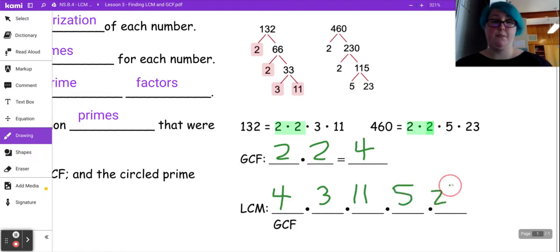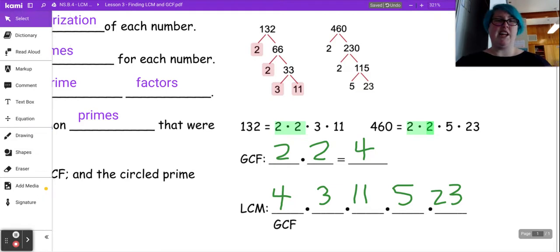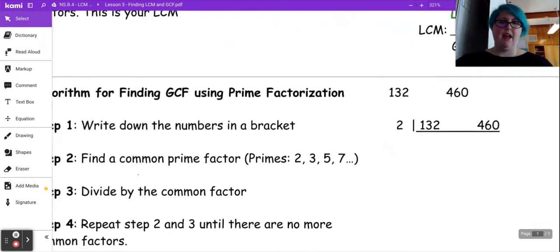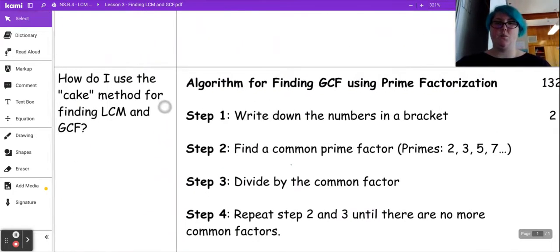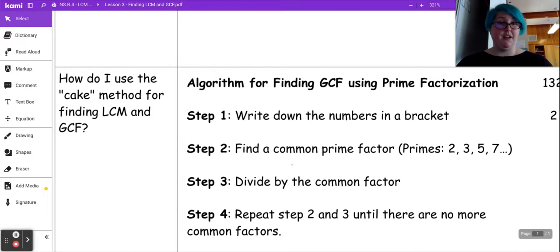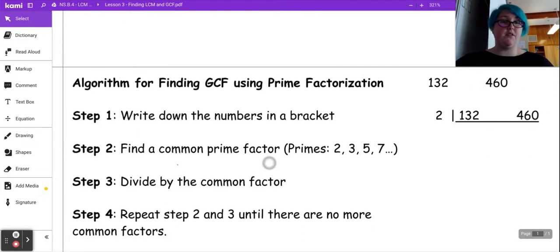Now, this is a perfectly acceptable way to do it. You're going to get the LCM every time. But maybe you don't want to take as much time finding the prime factorization and comparing them. Is there a better way? And yes, there is. We are going to use the cake method. So remember, we used that in a previous video.